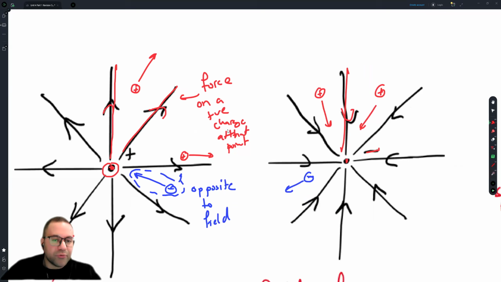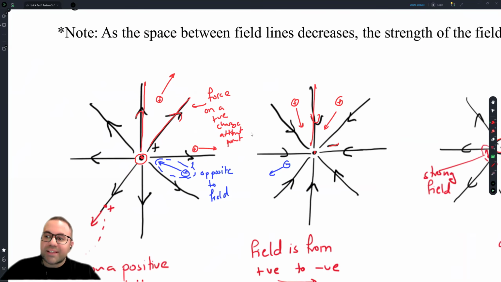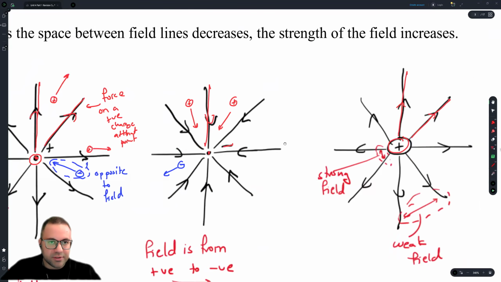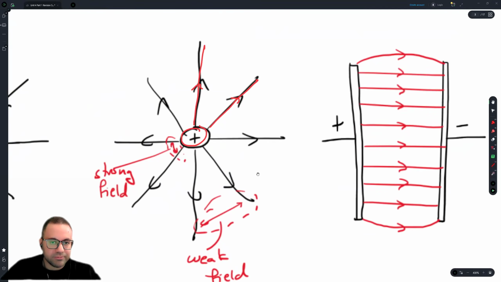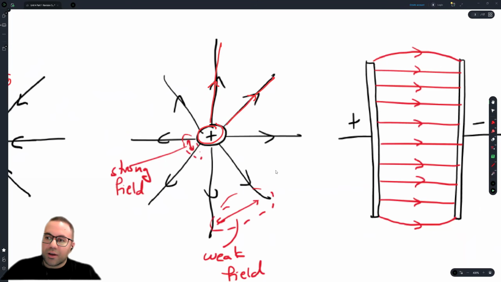Now, one more feature here. The space between the lines shows you how strong a field is. So if you take a look at this field diagram, this is the same field, but now it's a metal sphere that's positively charged. Or maybe it's a plastic sphere, we don't care. But the closer the lines are together, the stronger the field is. And the farther away the lines are from each other, the weaker the field is.